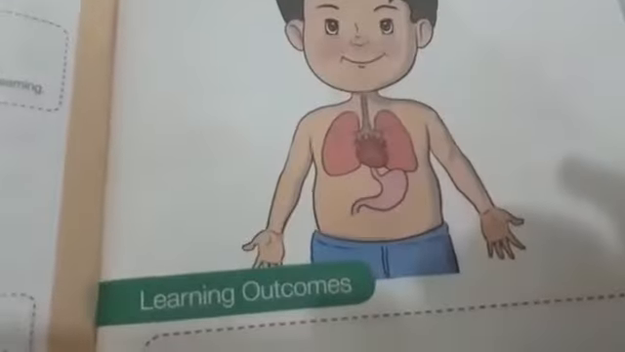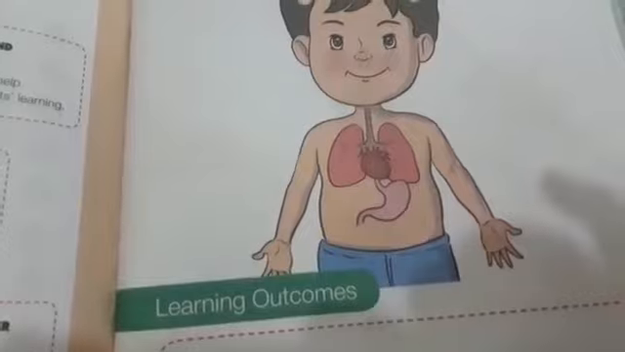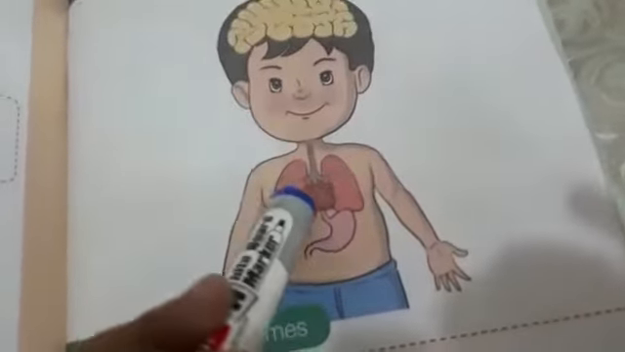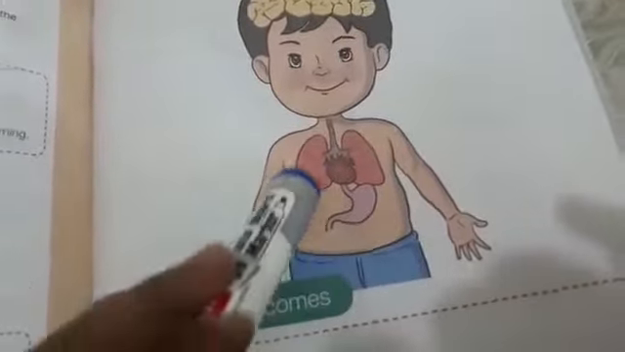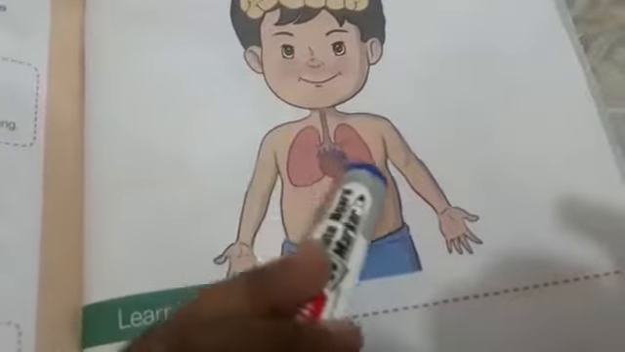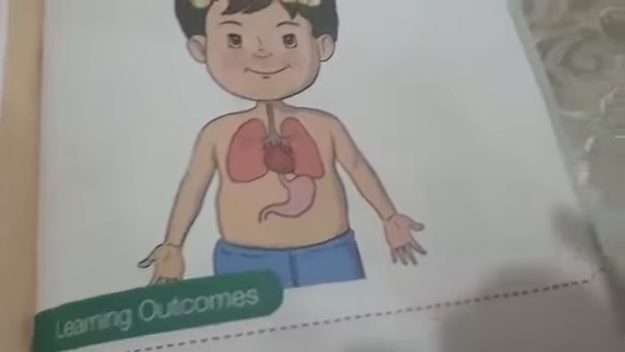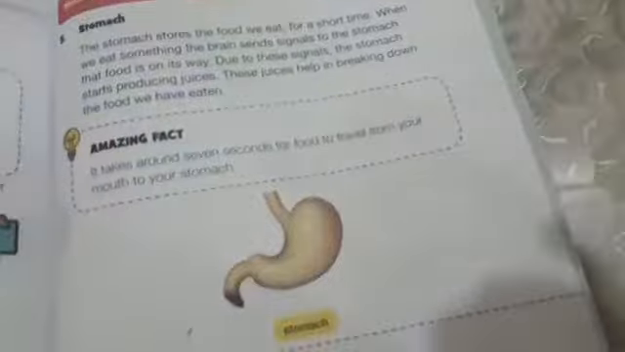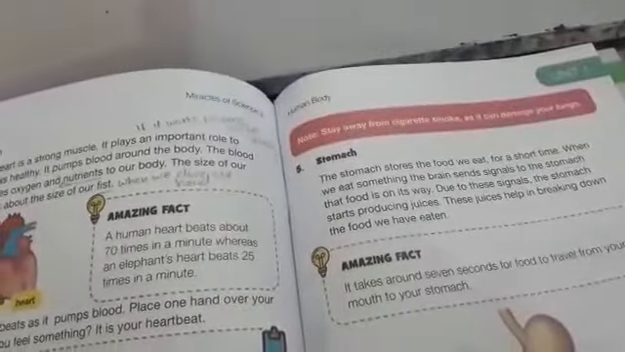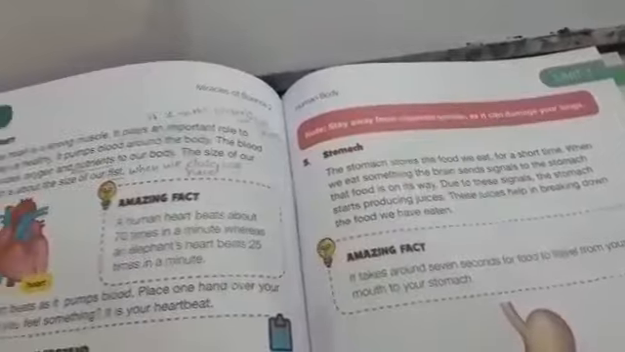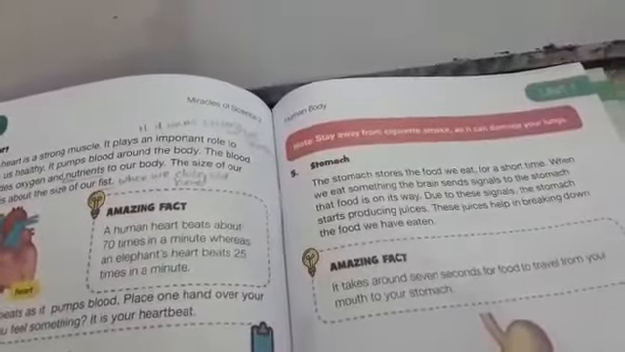Okay, in the human body, you can see after the lungs, there is attached the stomach. This is the stomach. So, what is the function of the stomach? What does it do for us? Keep reading of it. Okay, some facts about it. The stomach stores the food we eat for a short time.